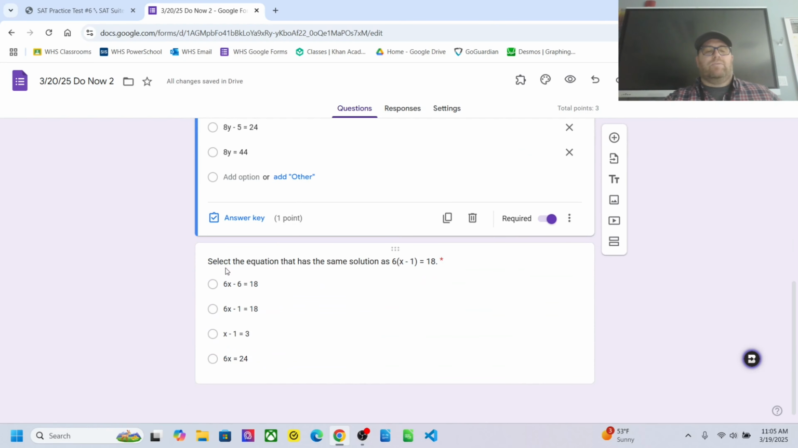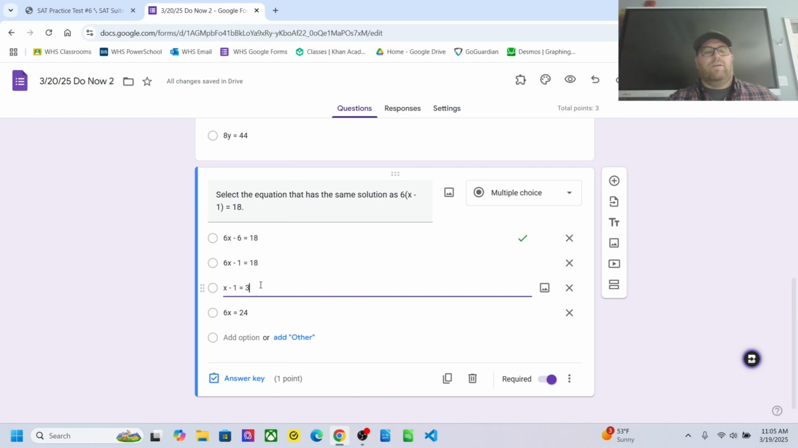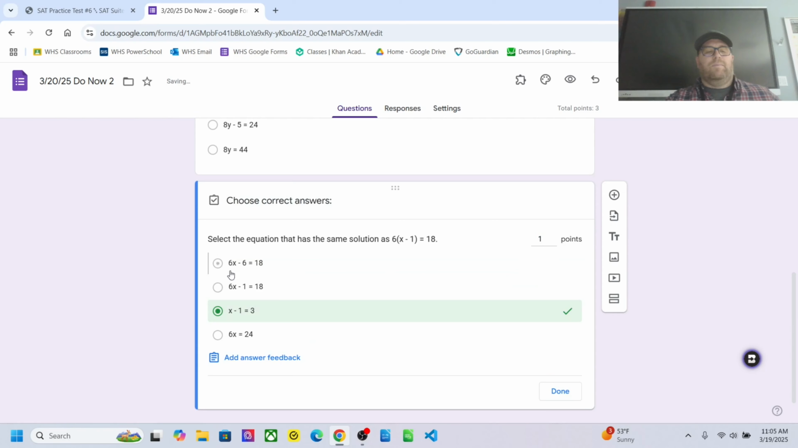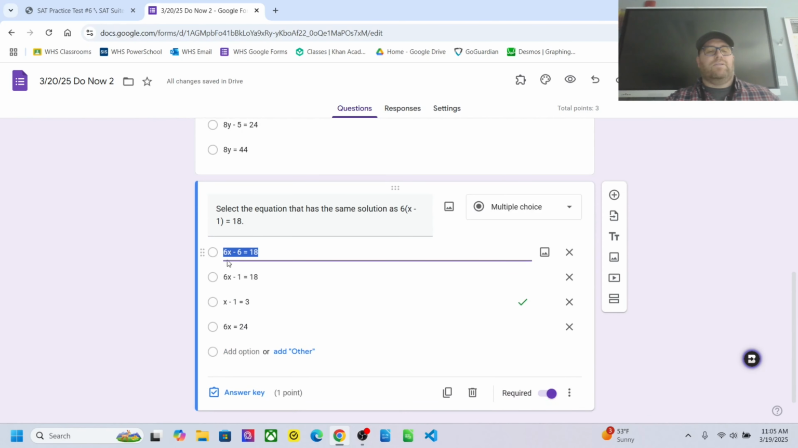And then let's take a look at this one. Select the equation that has the same solution as 6 times x minus 1 equals 18. So that's correct. Also, this is correct. So you notice the little quirk here. I'm going to go to my answer key. I'm going to, again, unmark this one. And I'm going to change this one to 6. Let's do x minus 6. X minus 6 equals 18. Okay. So yeah, you've got to be careful with that. I'm going to leave that answer order as is.